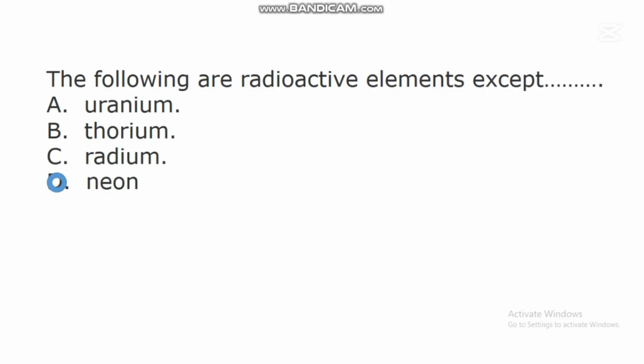One of the examples of radioactive element is uranium. We have another radioactive element known as thorium. We also have radium and the rest of them. But neon is not a radioactive element. Neon is a noble gas.